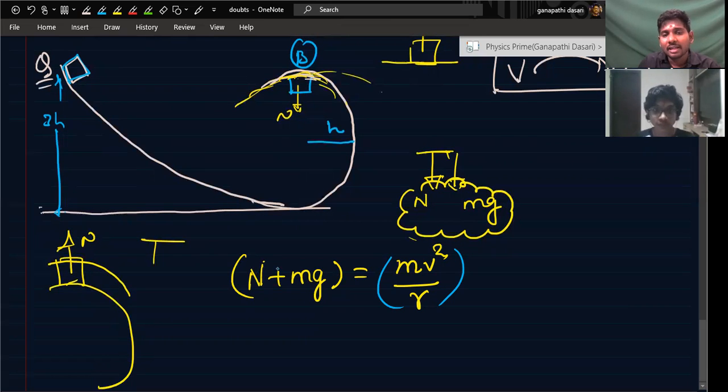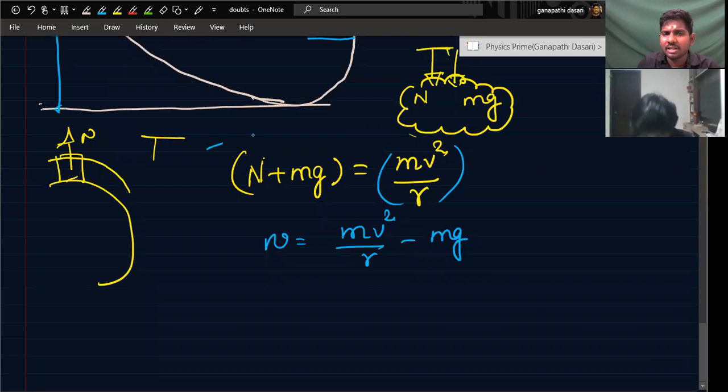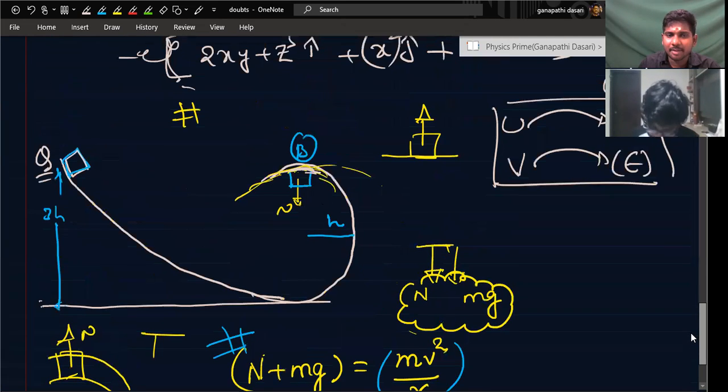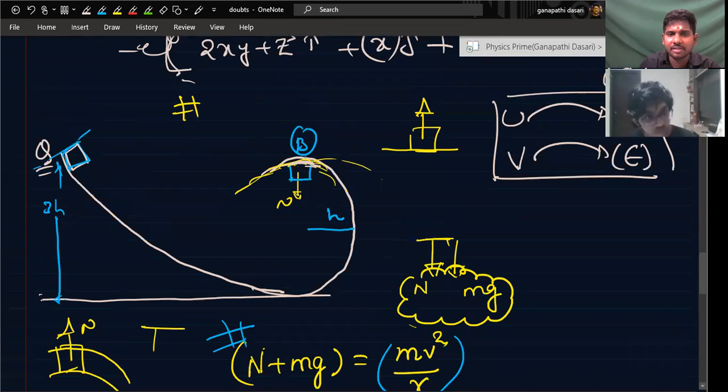Now the question is asked for N. N is equal to what? mv square by r minus mg, right? Just from the free body diagram. But what is this vB? What is the velocity at that B? That you will get to know from the work energy theorem. Work energy theorem, I told you, you can apply between two different situations. This is point number one. This is point number two.